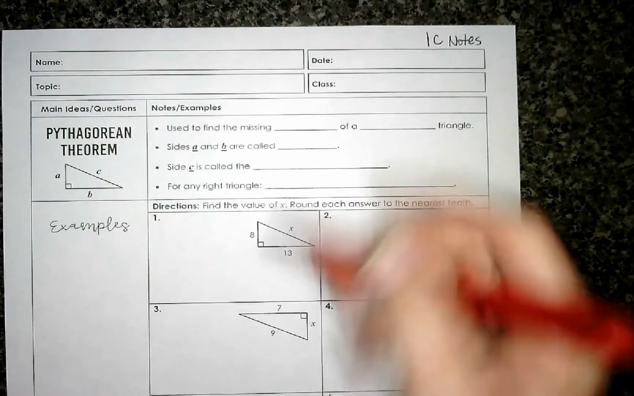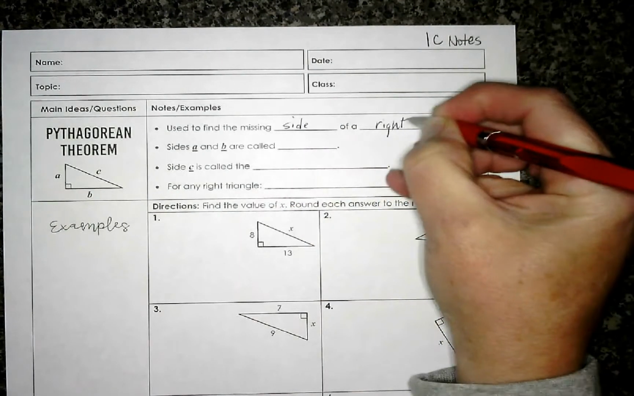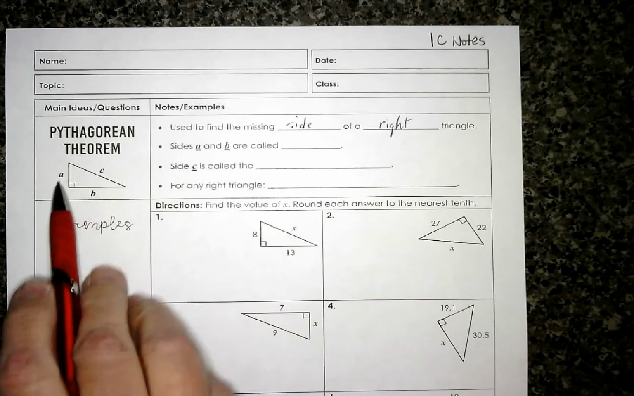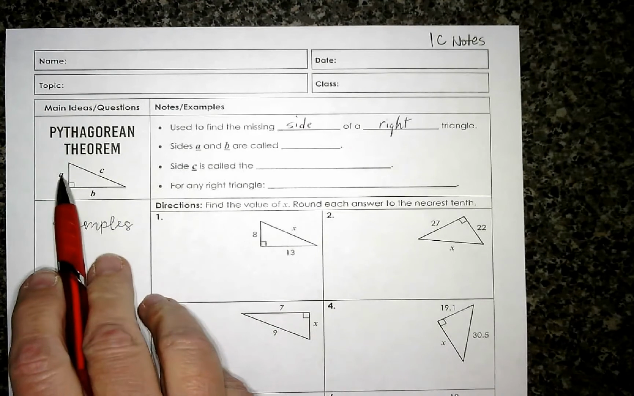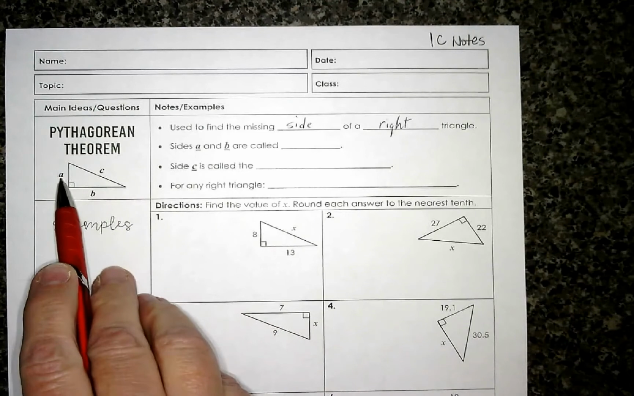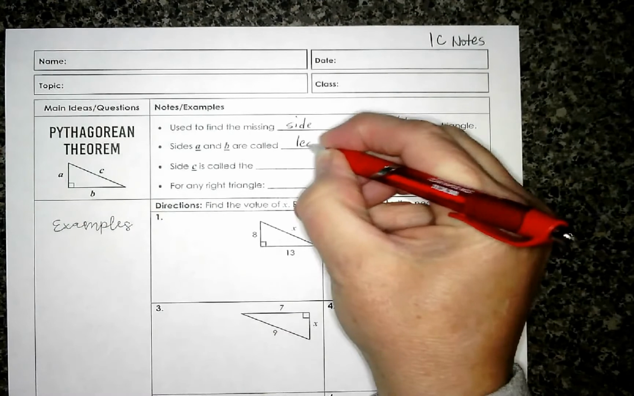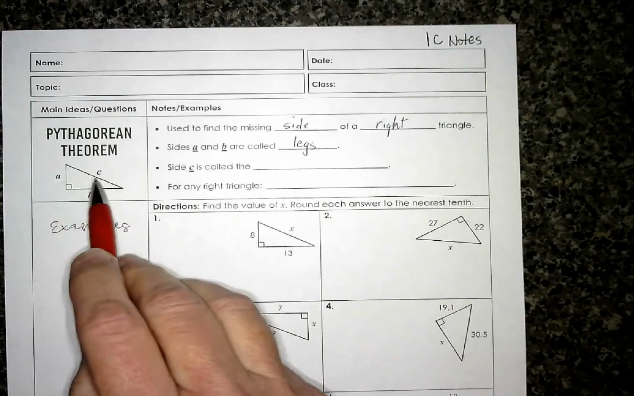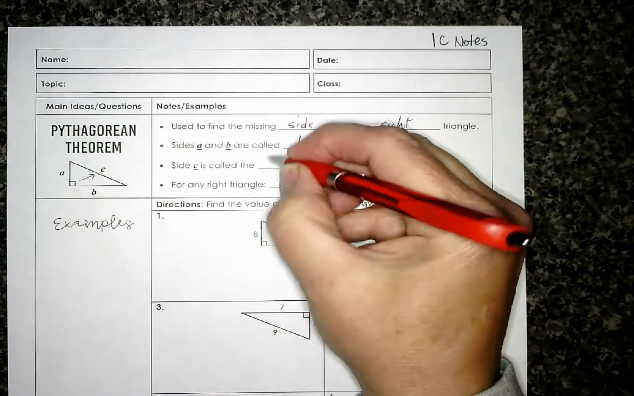The Pythagorean theorem is used to find a missing side, specifically of a right triangle. When I'm looking at this triangle, I have two sides, A and B, and then I have another side, C. In order to use the Pythagorean theorem, I have to have two of these and can find the third missing side. If I'm missing A or B, those are called the legs. A and B are the two sides that form the right angle. Side C, which is opposite the right angle, which is the longest side, is called the hypotenuse.